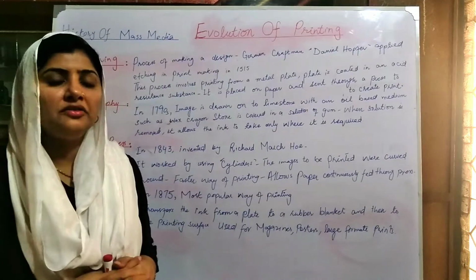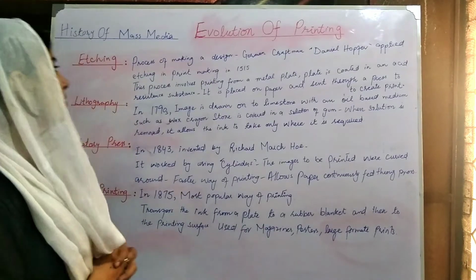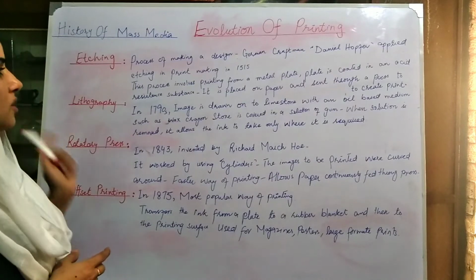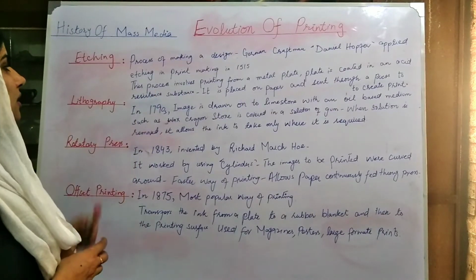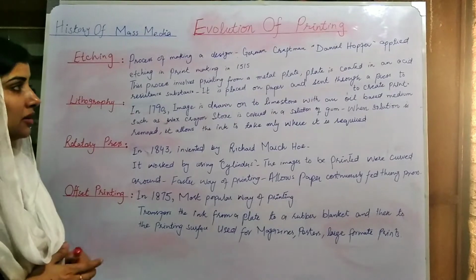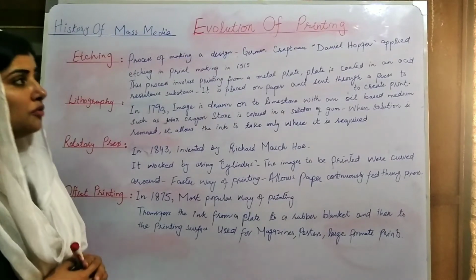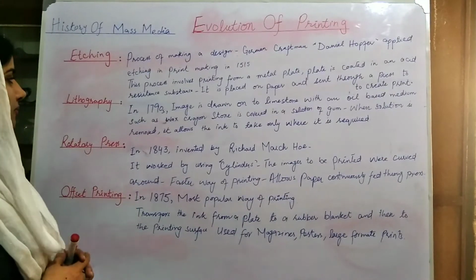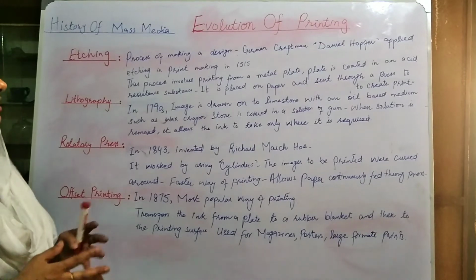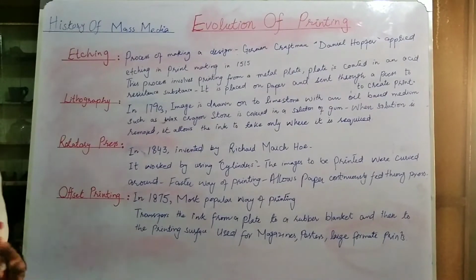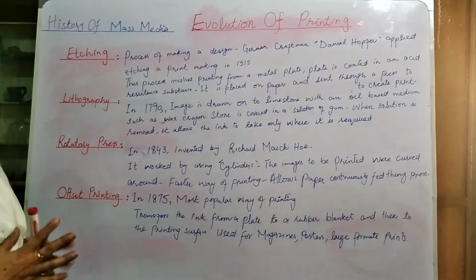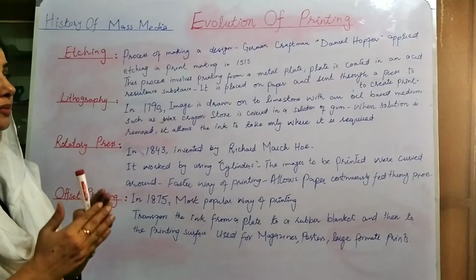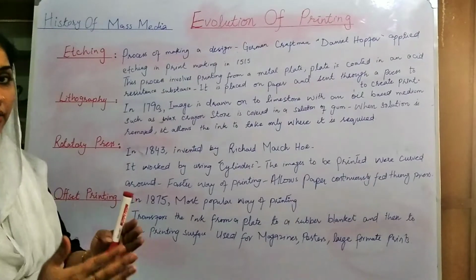We are discussing different stages of printing. Etching is also a technique of printing. It was introduced in 1515. It is the process of making a design. German craftsman Daniel Hofer applied etching in printmaking in 1515. This process involves printing from a metal plate and the plate is coated in an acid-resistant substance. It is placed on paper and then sent through a press to create a print.